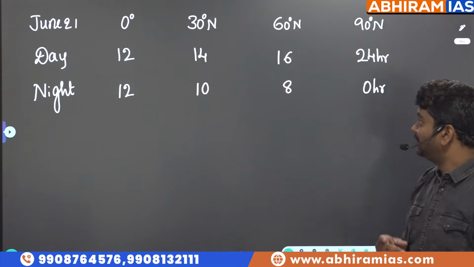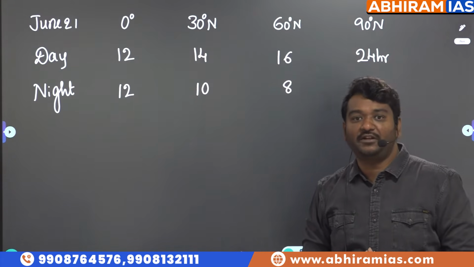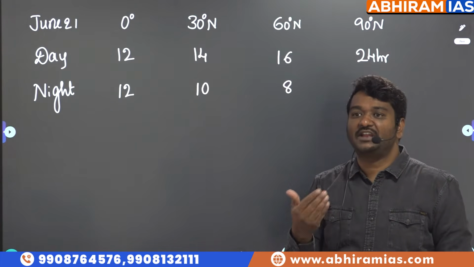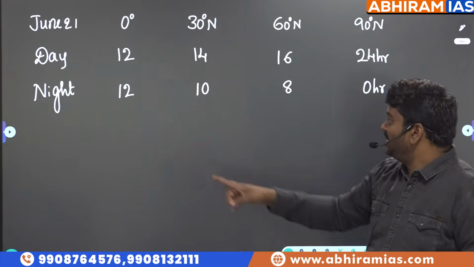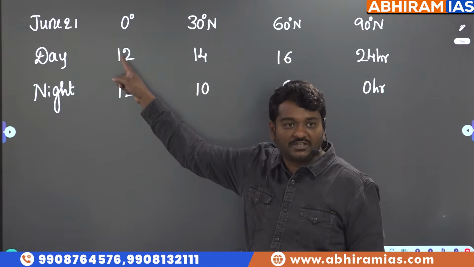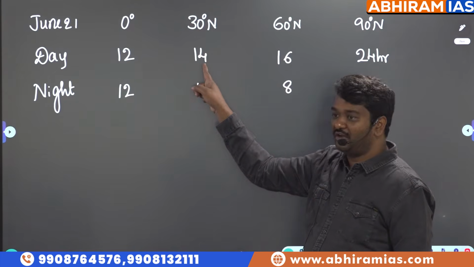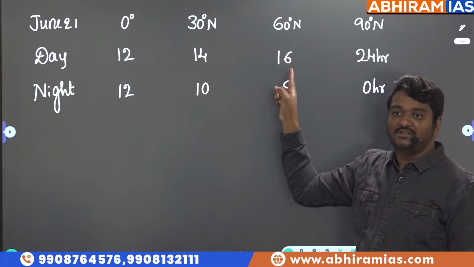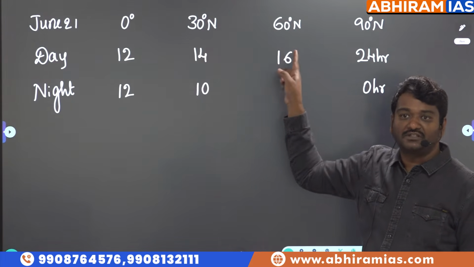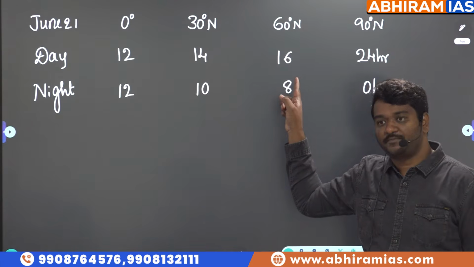Now you tell, 30 degrees south, southern hemisphere. Can I say winter? Winter means, can I say it will be less than 12 hours? Yes. Equator, always how much? 12 and 12. 30 degree north you have 14 hours. 60 degree north you have 16 hours. That means the options were 30 degree north and 60 degree north. This is there in the 11th standard NCERT book.